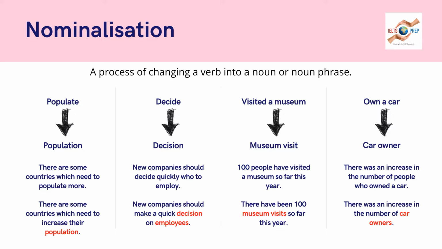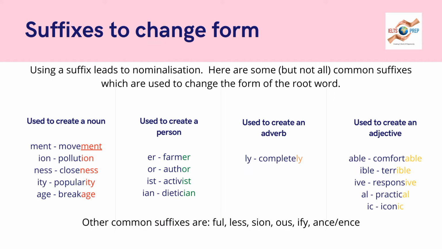Own a car can become car owner. There was an increase in the number of people who owned a car. There was an increase in the number of car owners. Now, one way to use nominalization is to use suffixes, because suffixes enable us to change the word form. Here we've got a list of some of the common suffixes, but it's not all of them. There are a lot of different suffixes that we can use to change the form of the root word.